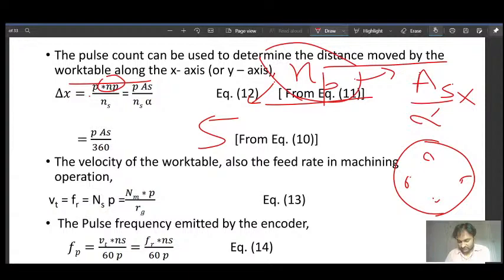Can you determine the total angular rotation? For example, in one rotation 4 slots are there. If 5 pulses are sensed, one slot gives one pulse, so 4 slots give 4 pulses. We simply divide 5 by 4 and get 1.25 rotation: one complete and a quarter rotation.